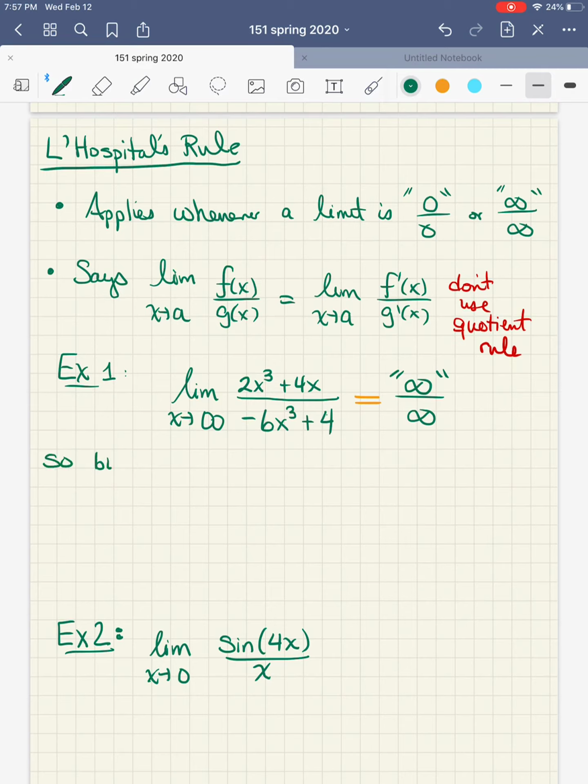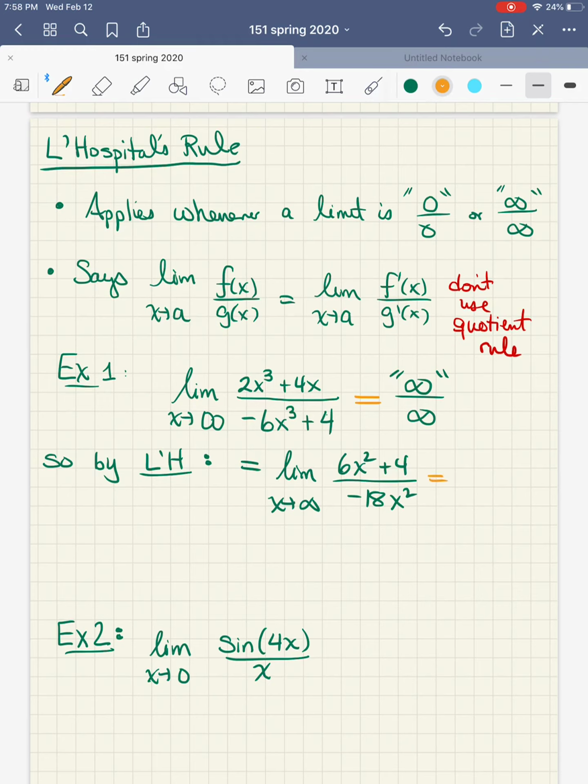So by L'Hopital's rule, I'll write that as LH. I have that this limit is going to be the same limit as x goes to infinity of, let's see, that's going to be 6x squared plus 4 all over negative 18x squared. And now I can plug in again, so let's plug in and see what happens.